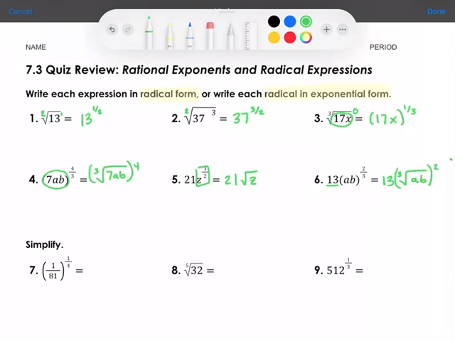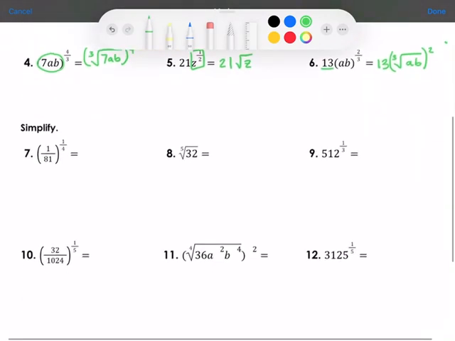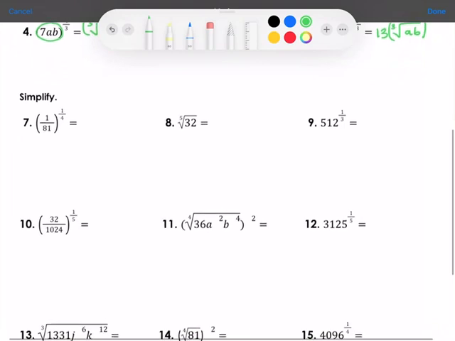This is a cubed root, and it's also being squared, so I need to use parentheses. If I were to just put my squared like this, the cubed root of ab squared, it would look like only the b is being squared, which is wrong. That's why we have to use the parentheses on all of these.